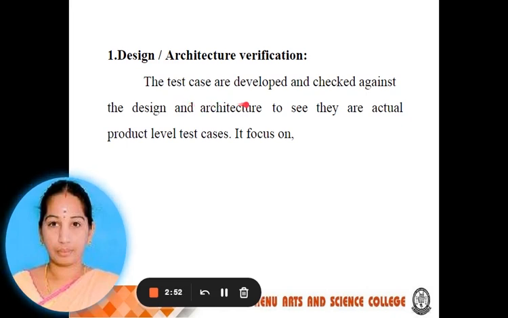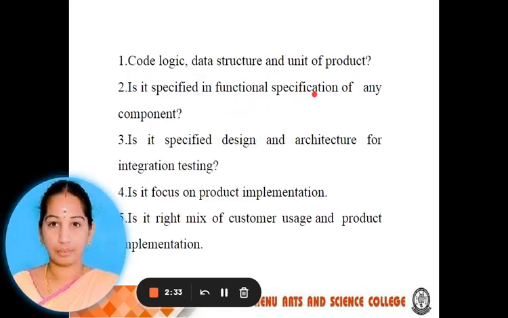So it is a process of evaluating the software product to extract the requirements of end users. Test cases are developed and checked against the design and architecture to see that they are actual product level test cases. It mainly focuses on code logic, data structure and units of a product, and then it specifies the functional specifications of a component, and then it mainly focuses on designing and architecture.